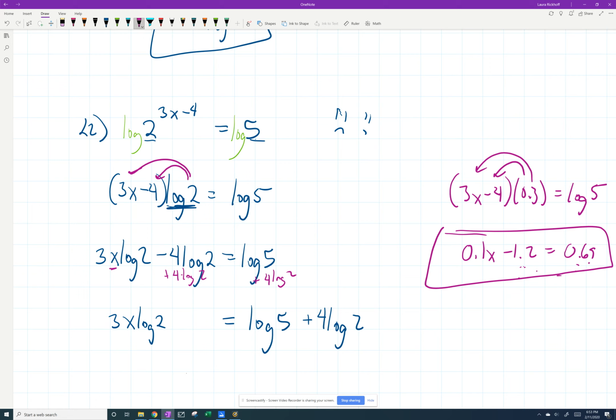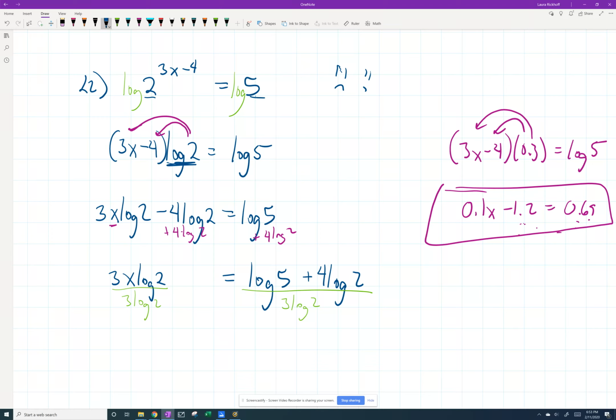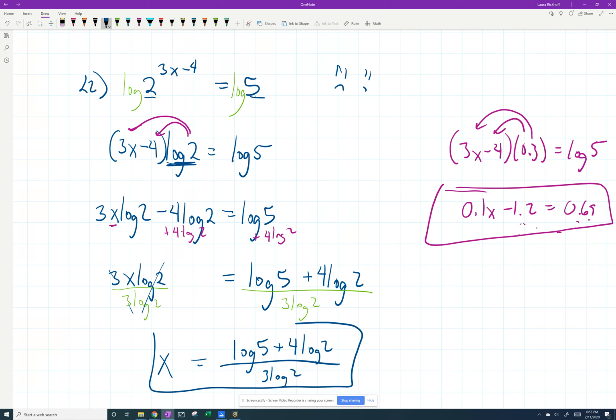Last step to get that x alone: the x is being multiplied by both the 3 and the log of 2. So you're going to divide both sides by both 3 and log 2. And that's going to cancel, that's going to cancel. Give you x equals this whole mess on the right side, just like so.